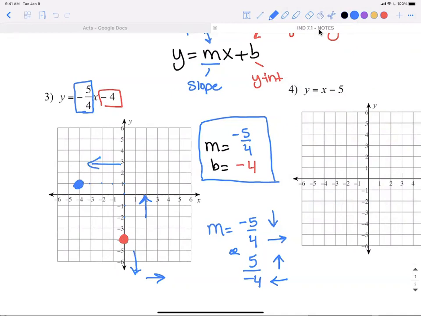Notice I started with my beginning B, which is the red point. I used my M to move to get my second point. And once you have 2 points, then you just connect the two of them with a line.